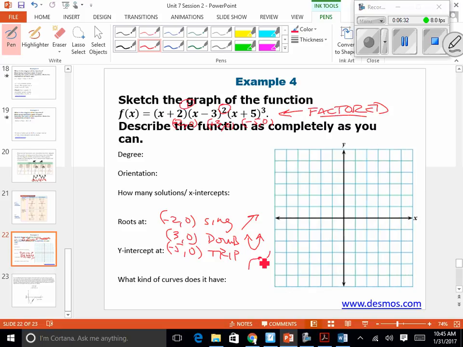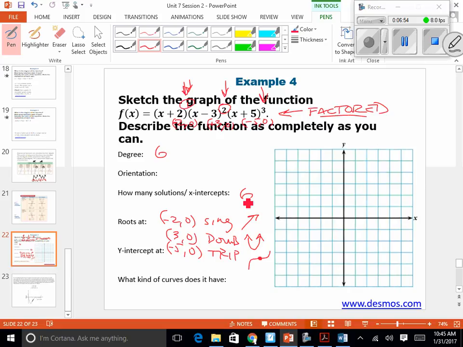So here we go. Can someone say what the degree was on this one? 6. Yeah, it was 6. When in factored form, you just add them up. Add that guy, and that guy. When you add those together, you have a degree of 6. The number of solutions are exactly the same. So you always get 2 for free.